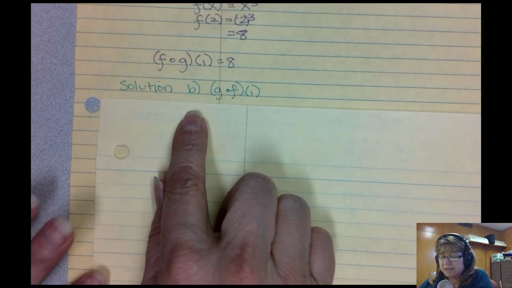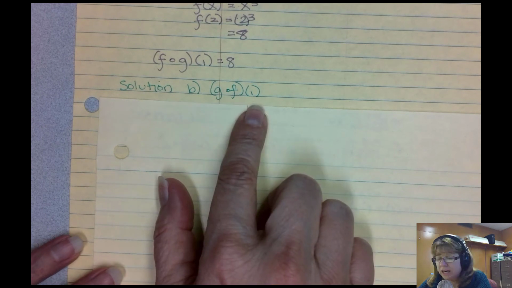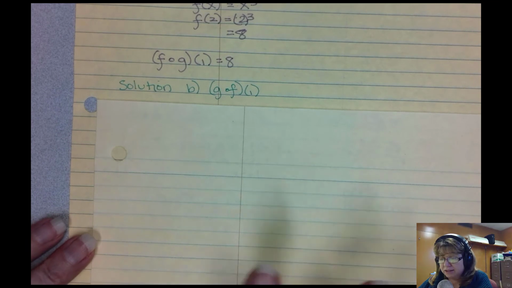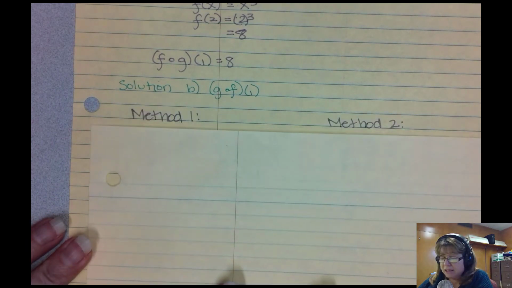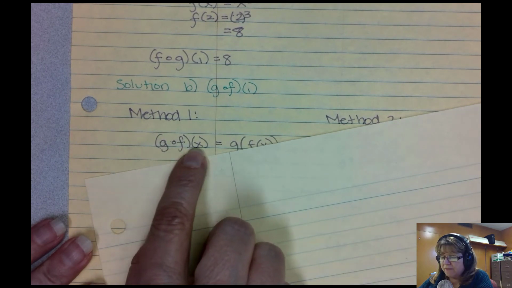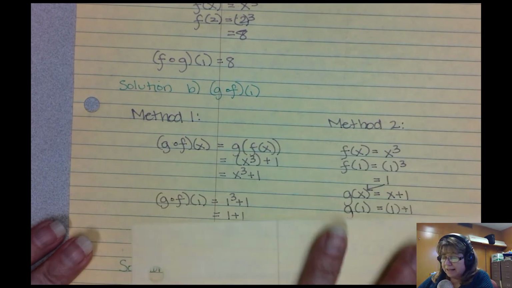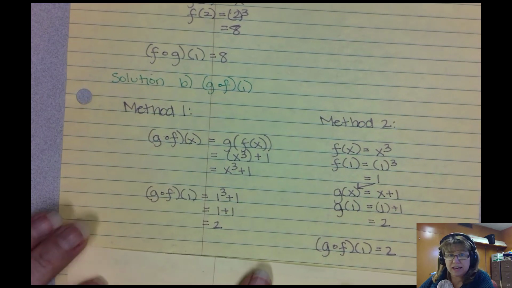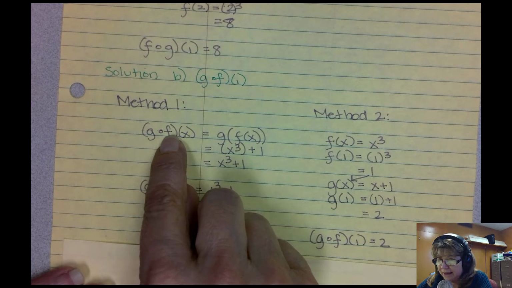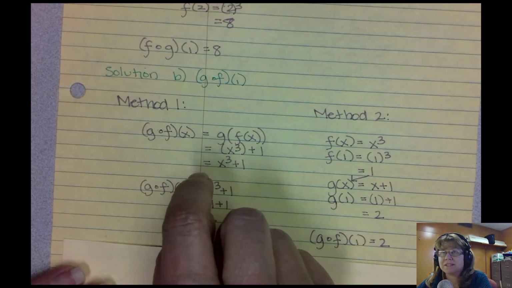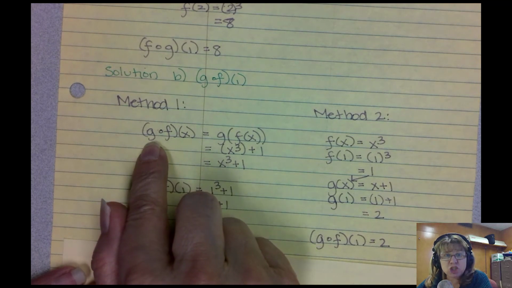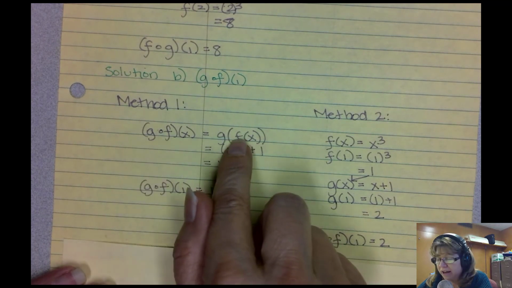Okay, second one, g of f. And again, I can use either the first method or the second method. I'm going to show you both methods. The first method is, let's go ahead and find g of f of x. Anywhere you see an x in g, you're going to place the whole entire f of x in there.